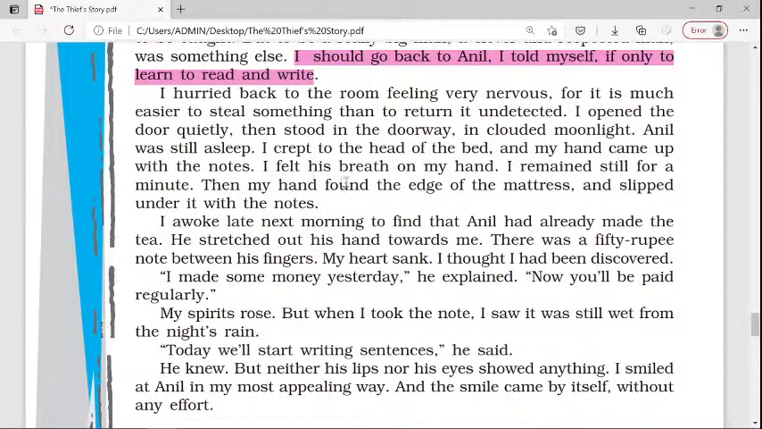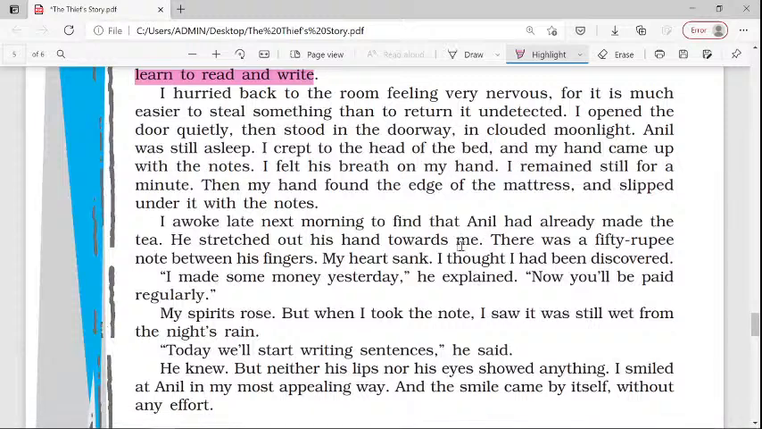You can see here. I felt his breath on my hand. I remained still for a minute. Then my hand found the edge of the mattress and slipped under it with the notes. And still at that time, Anil was sleeping on the same bed. So very carefully he tucked the money inside the mattress once again.